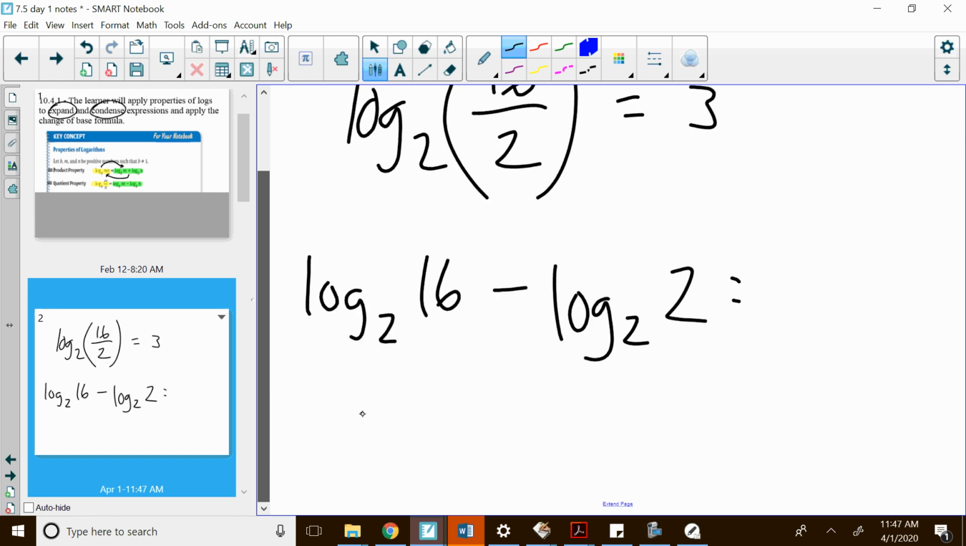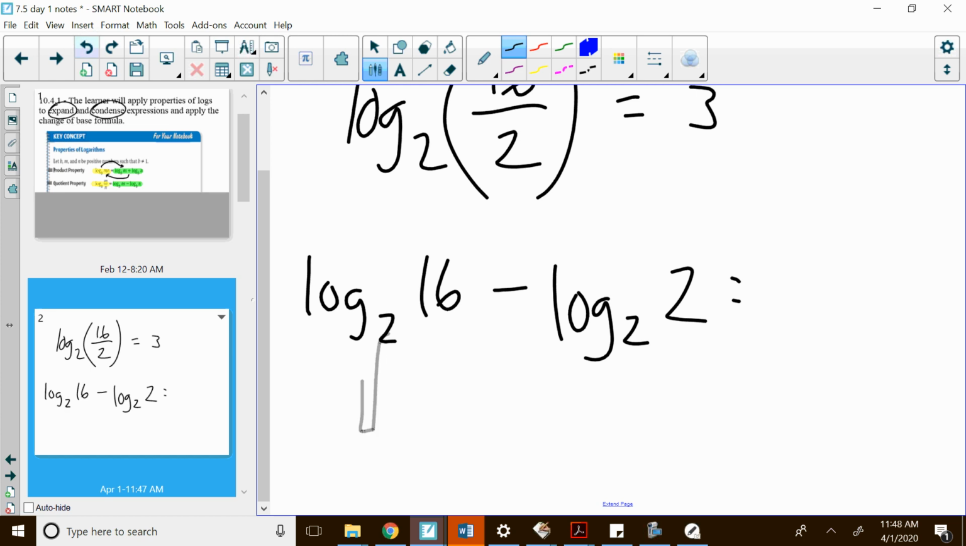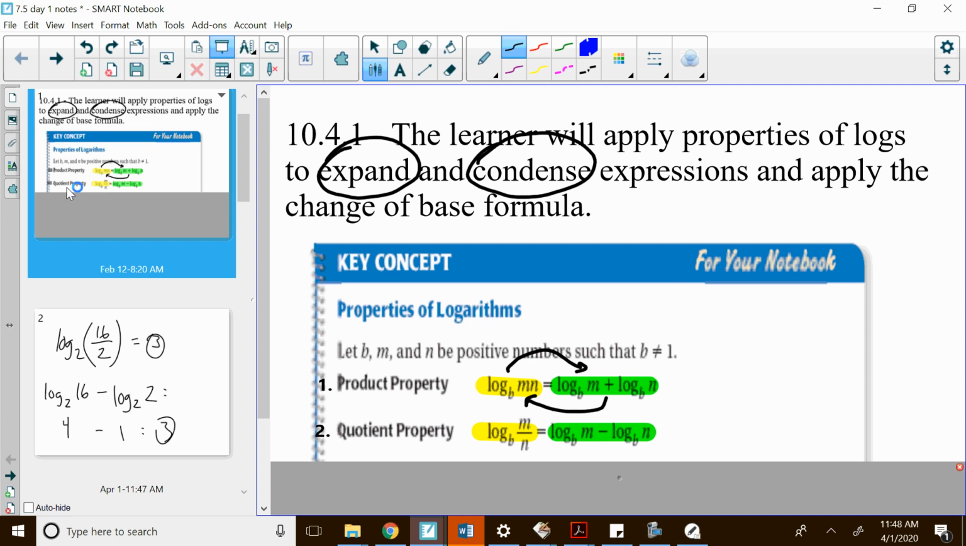What's the log base 2 of 16? Whoa. Back that up. Smart board. 4. The log base 2 of 2 is 1, and 4 minus 1 is 3. Bang, bang. Okay, awesome. The quotient property is legal.